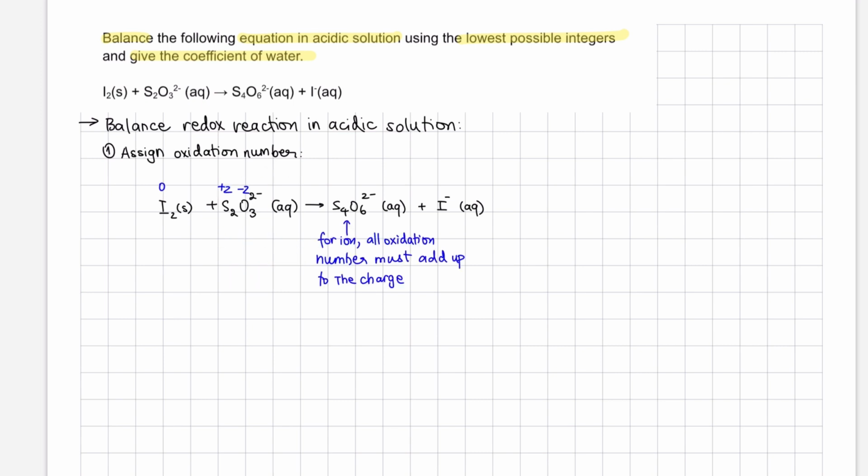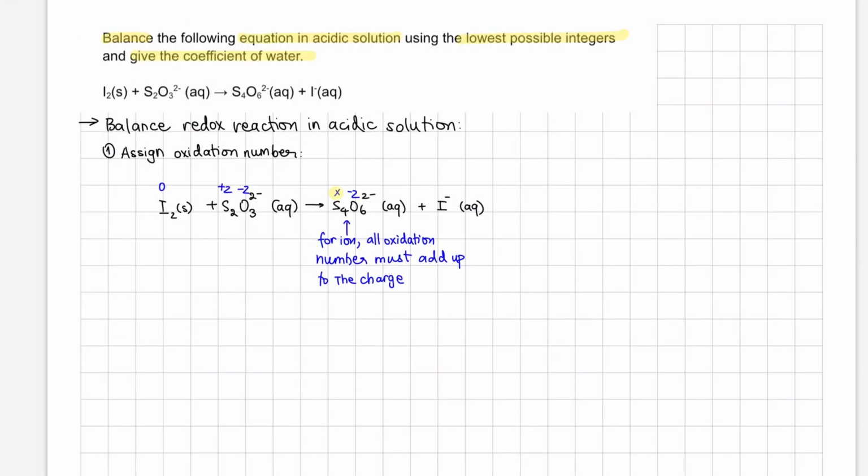Moving on to S4O6 2 minus. Again, this is also an ion, so all oxidation numbers must add up to the charge of the ion. If X is the oxidation number of sulfur and -2 is the oxidation number of oxygen in this compound, then we'll have an equation of 4X plus 6 times -2 equals the charge of the ion, which is -2. If we solve this equation, we get X equals +2.5. So +2.5 is the oxidation number of sulfur in this compound.